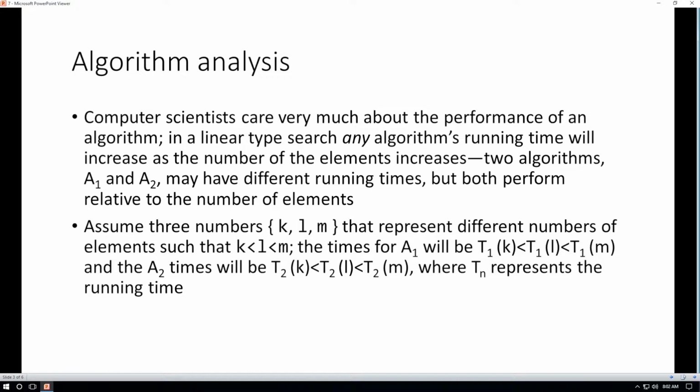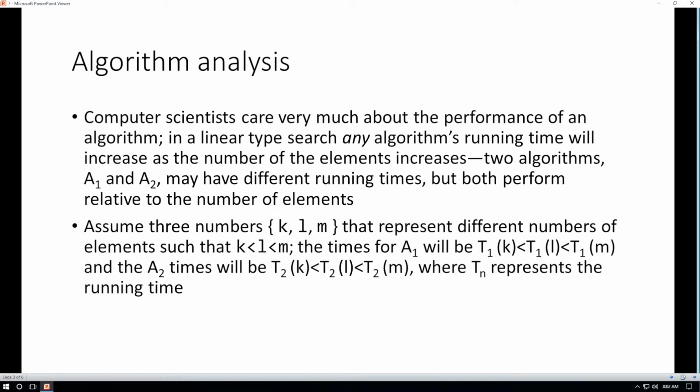Computer scientists care very much about performance of algorithms because some of them take longer than others. A linear type problem is one where if we have n elements, the time taken to find or process those elements is proportional to n. If n is small, the overall time is small. If n is huge, the overall time is huge. It follows a linear proportion.